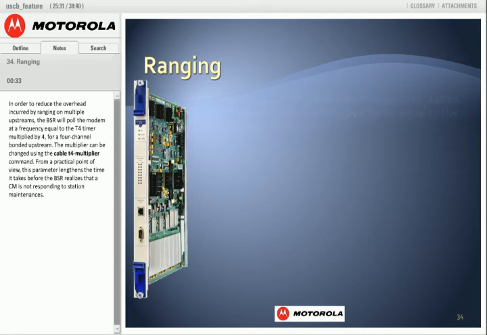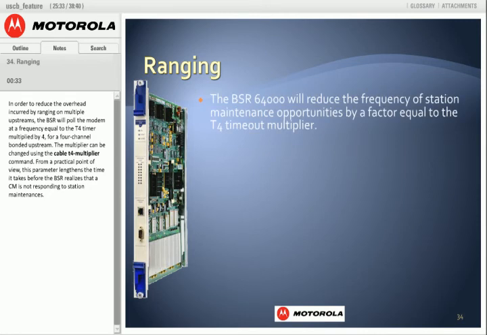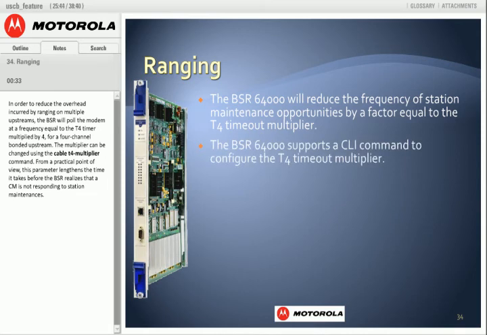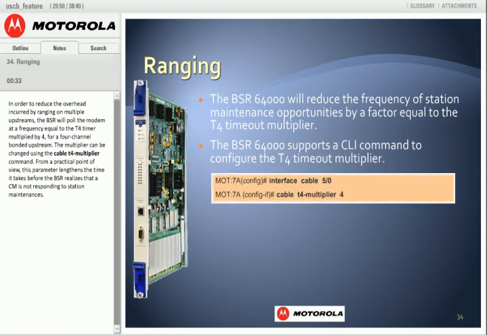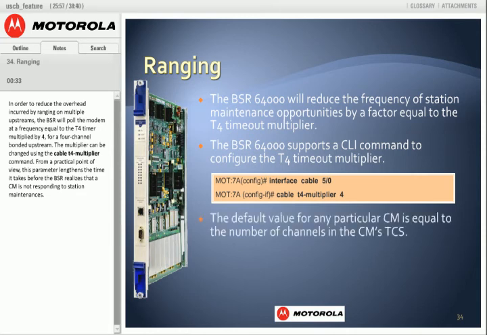Ranging. In order to reduce the overhead incurred by ranging on multiple upstreams, the BSR will poll the modem at a frequency equal to the T4 timer multiplied by 4 for a 4-channel bonded upstream. The multiplier can be changed by using the cable T4 multiplier command. From a practical point of view, this parameter lengthens the time it takes before the BSR realizes that a cable modem is not responding to station maintenances.